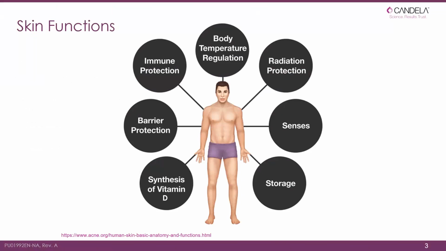Looking at the functions of the skin, it has a number of different functions. It provides a protective barrier. It helps with the immune system. It regulates temperature. It has some effect on senses. It's an area where we store various different vitamins, etc. It synthesizes vitamin D. And the area that we're really going to focus on today is protection from UV radiation.